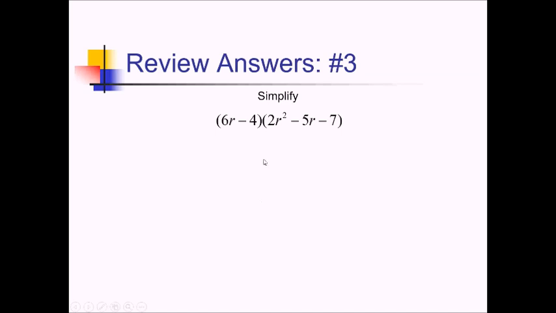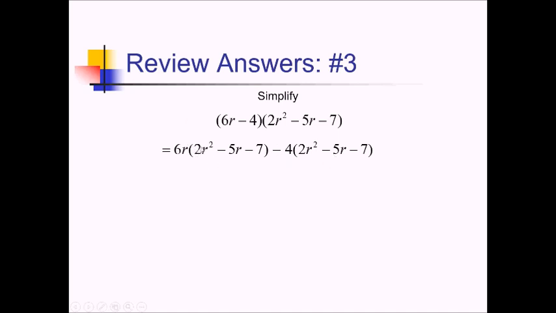For this problem, we're trying to multiply this binomial by this trinomial. Basic idea here is we have to multiply everything in the first parentheses by everything in the second parentheses. So I'm just going to write an extra little step to let you know what I'm doing. We have 6r times the whole second parentheses minus 4 times the whole second parentheses. So basically splitting up the multiplication. And now we just distribute for each of these.